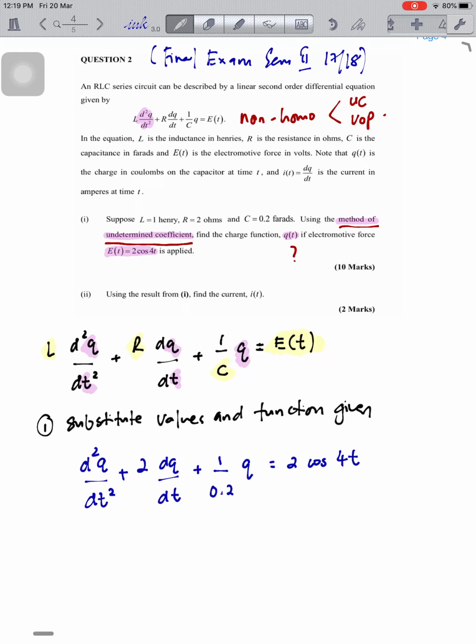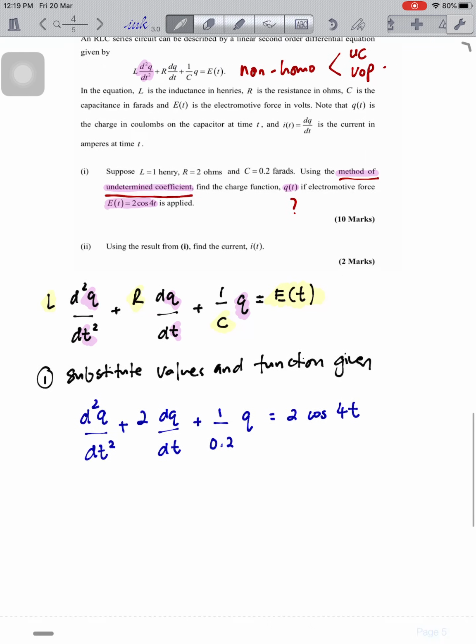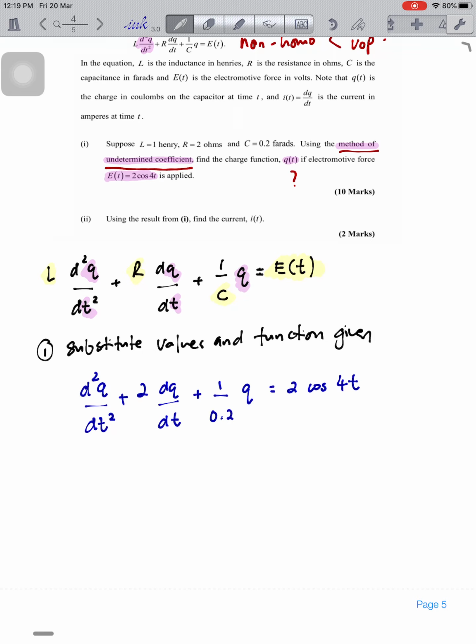Okay, so now I'm not going to leave it like this, but I have 1 over 0.2 over there that we can simply use a calculator to find the value. So I'm going to update this a little bit. I'm going to write this as an equation of d square q over dt square plus 2 dq over dt, and by using the calculator, 1 over 0.2 is simply going to be a value of 5, so I'm going to have plus 5q, and that is going to equal 2 cos of 4t.